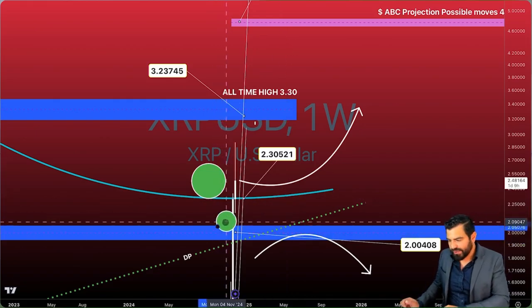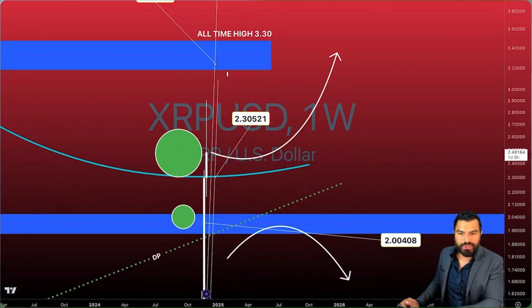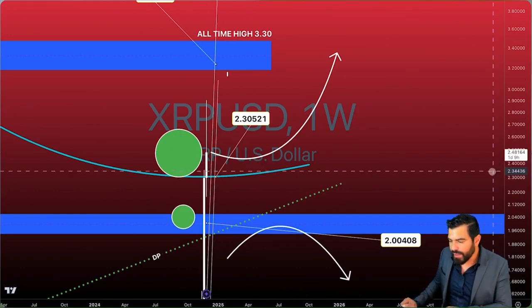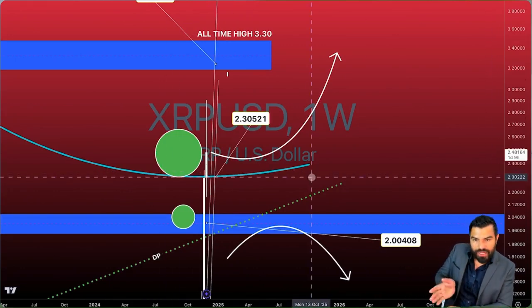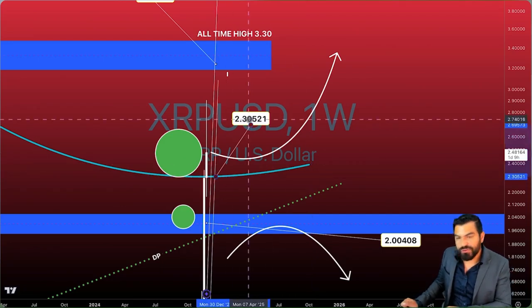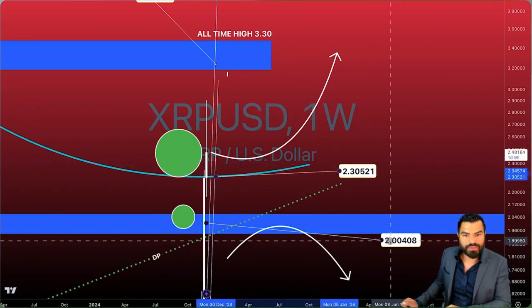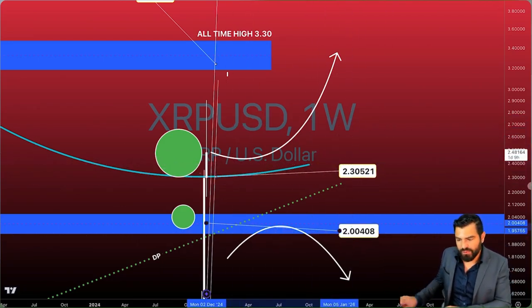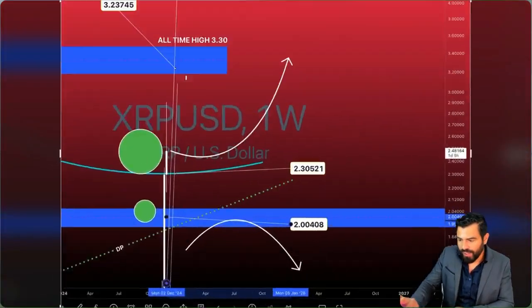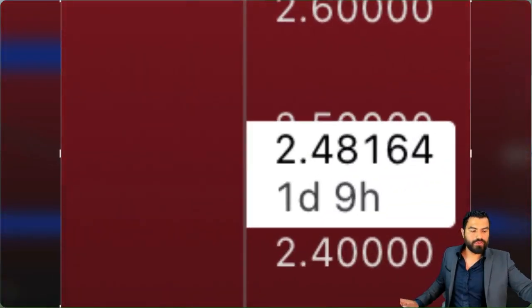Today, this is a weekly chart, and I showed you guys last time, so you've had this chart since the 26th. This is where the blue levels out. It levels out approximately still around $2.30. Now, this is one day. Look, you've got one day, nine hours left to go for the week.